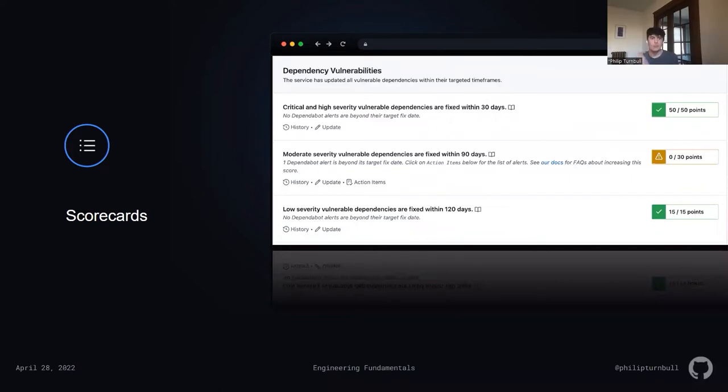Okay, so how does this relate to our running example of outdated dependencies? So the service catalog allows us to attach scorecards to individual services so that we can score them on particular metrics. This is a really lightweight process. Anyone at GitHub can take their data source and feed it into the service catalog and calculate metrics for each individual service.